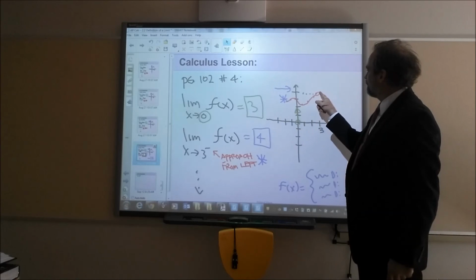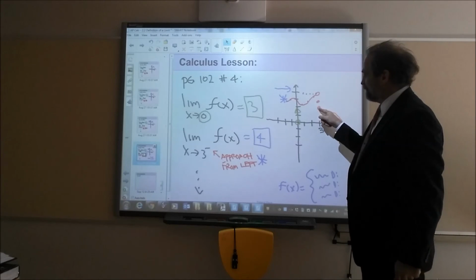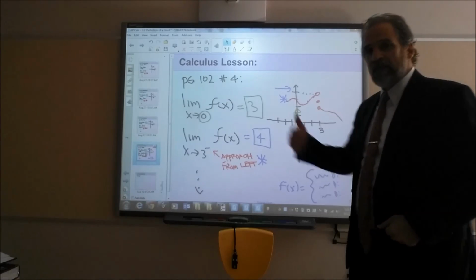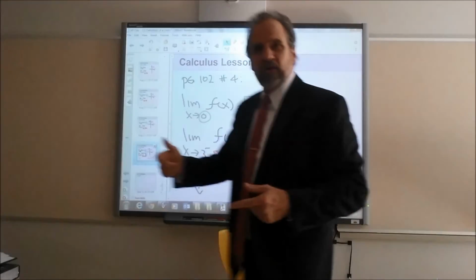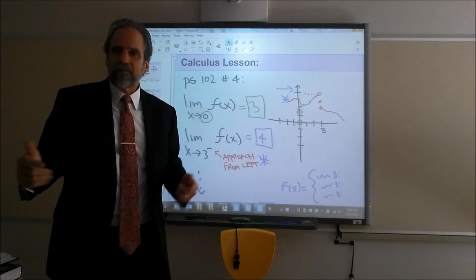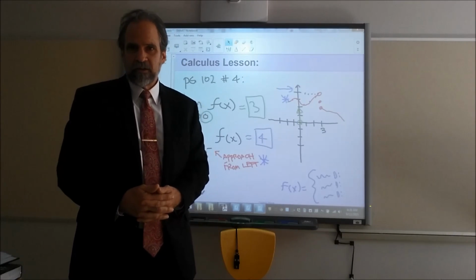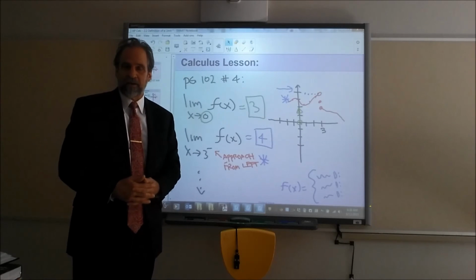So if I approach from the left and it's 4, and I approach from the right, it's 2. Do I have a limit? I have a left limit, yes. I have a right limit, yes. But if those limits aren't the same, then I don't have a limit. And the answer would be no limit exists. All right, so that's the basics of what a limit is.